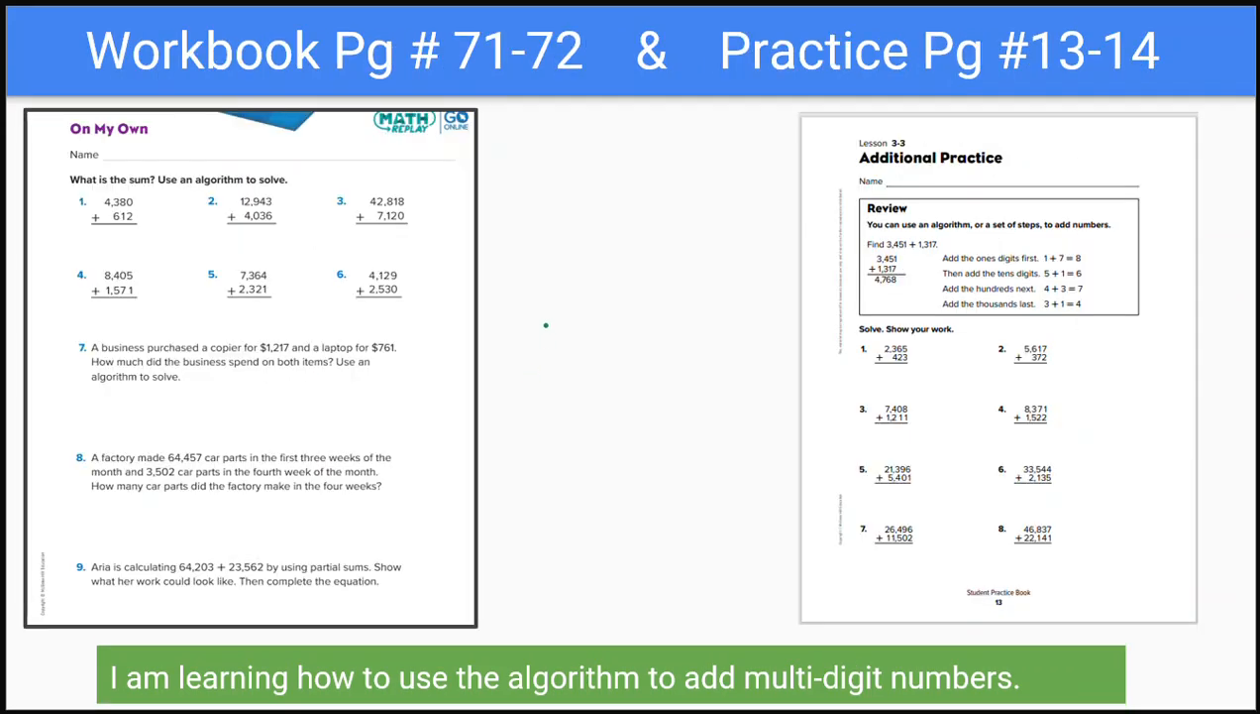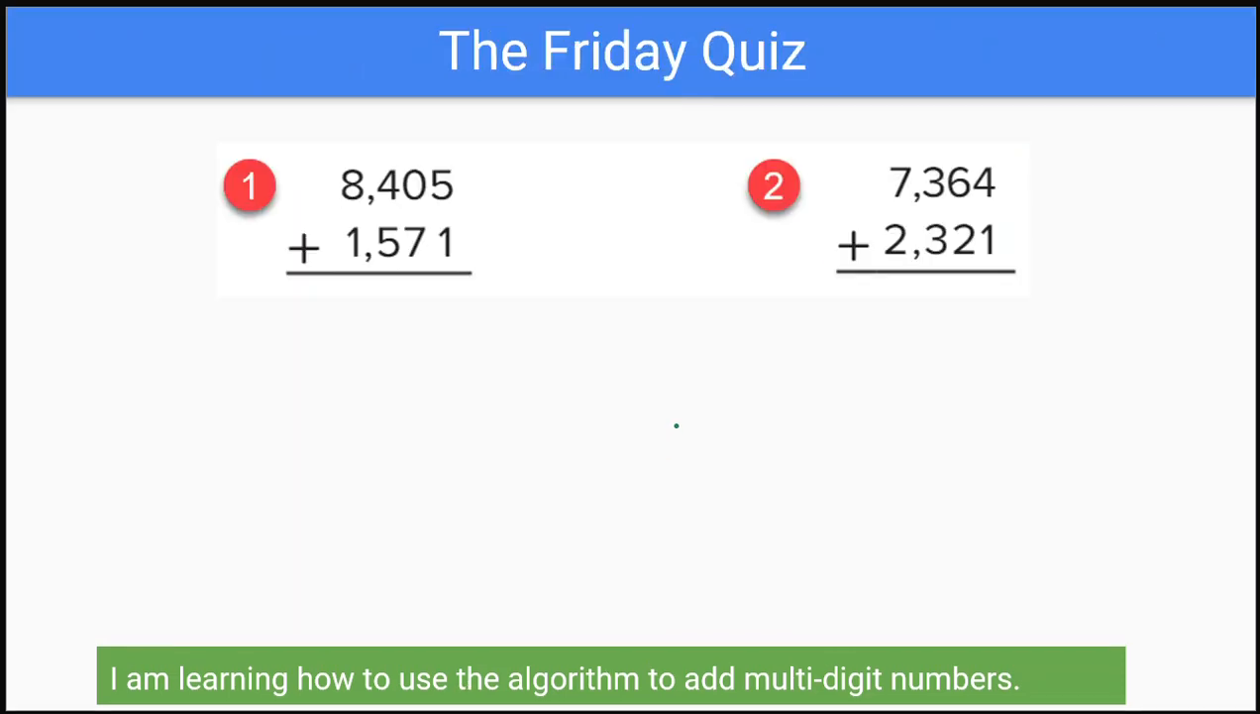Okay, well today in class we're just practicing adding. It says, what is the sum? Use an algorithm to solve. Now, if you liked the way that we did it yesterday, you can do it that way also. I don't care. Just make sure you get the correct answer. All right. So we're doing workbook page 71 and 72. Then we're doing practice page 13 and 14. Kids, you're learning how to use an algorithm to add multi-digit numbers.